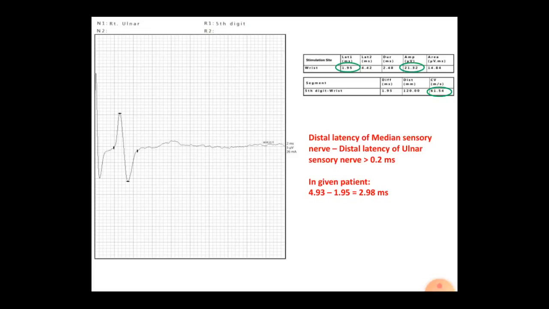In our patient, the median sensory nerve latency was 4.93, and the sensory ulnar nerve latency is 1.95. So 4.93 minus 1.95 is equal to 2.98 milliseconds. So definitely it is more than 0.2 millisecond. So it is again supporting the diagnosis of carpal tunnel syndrome.